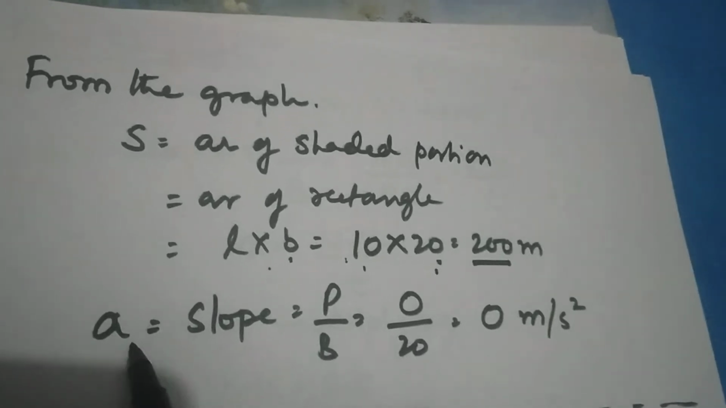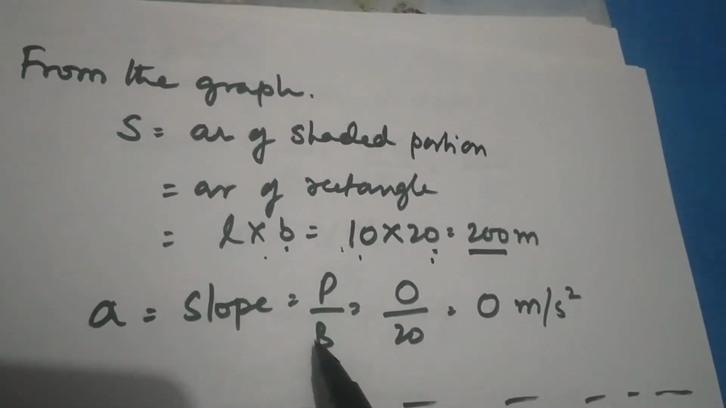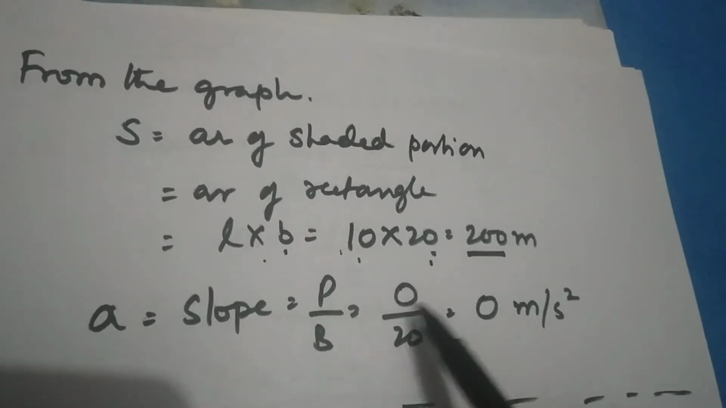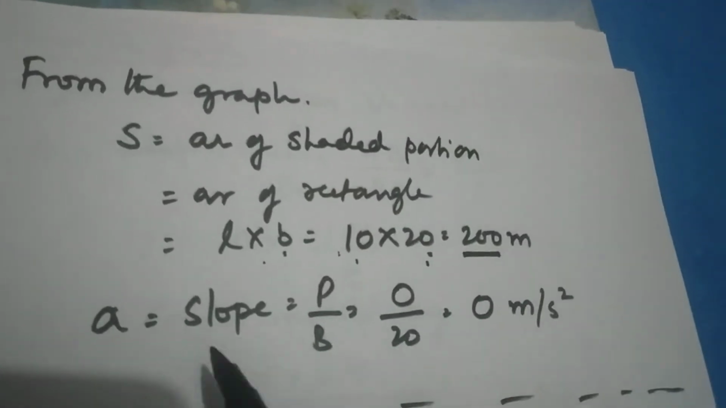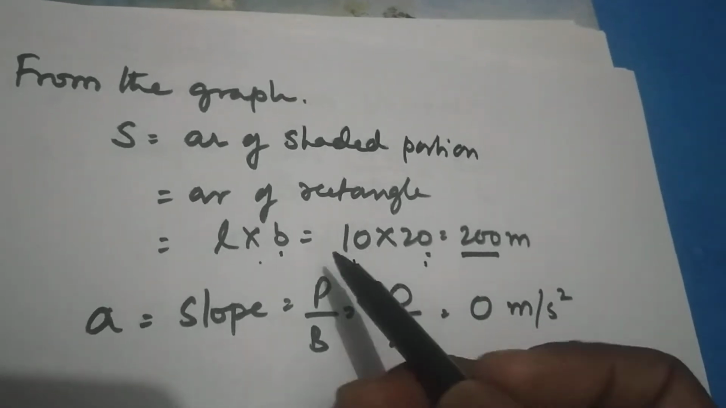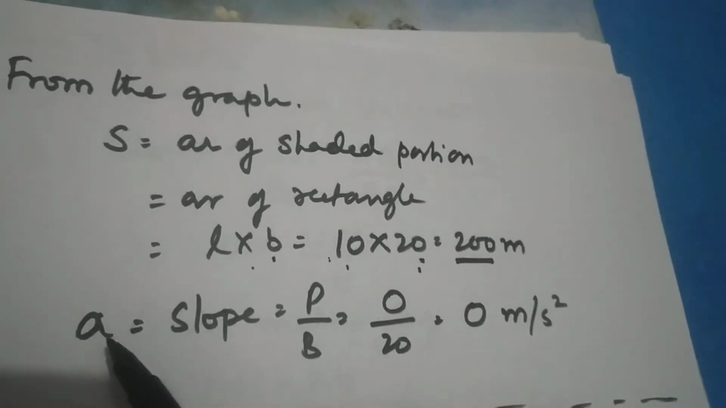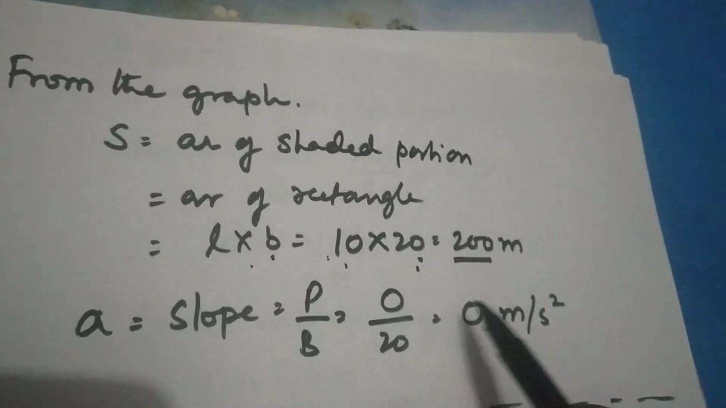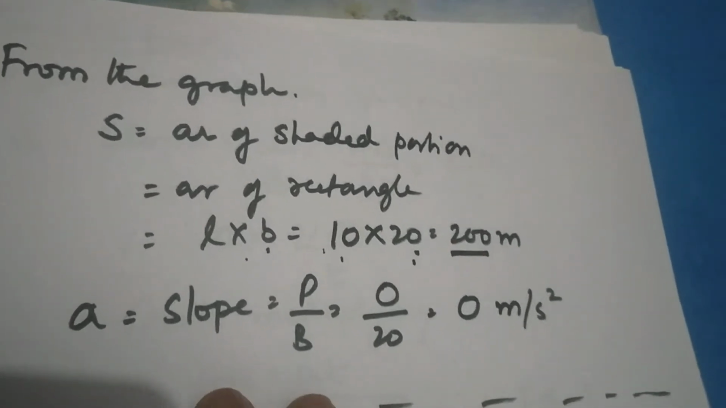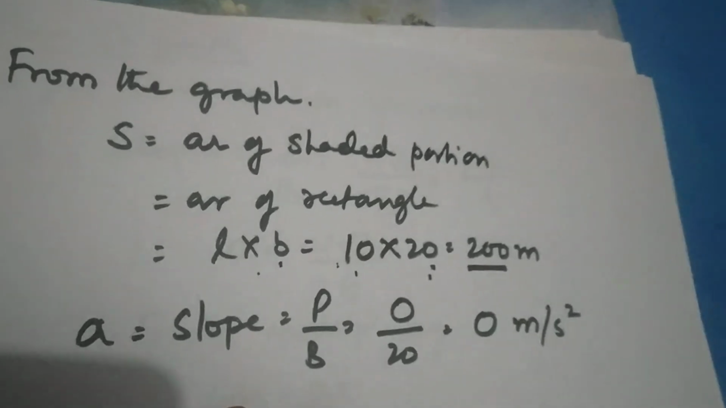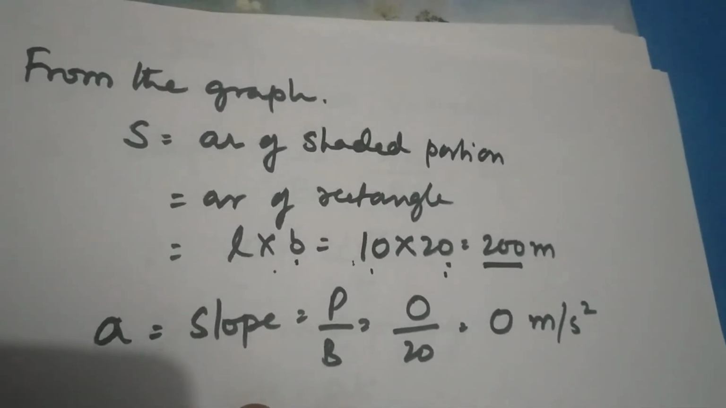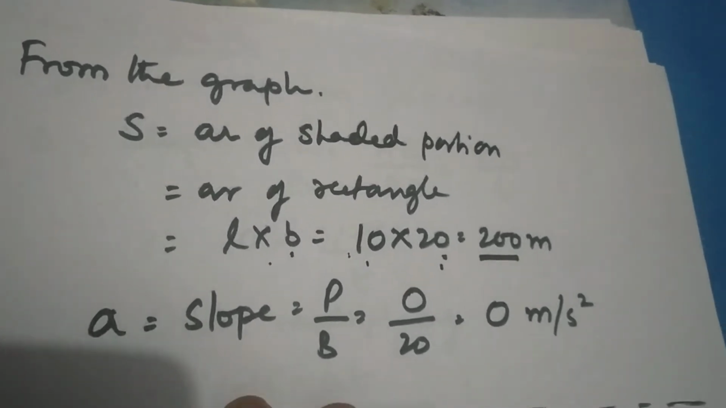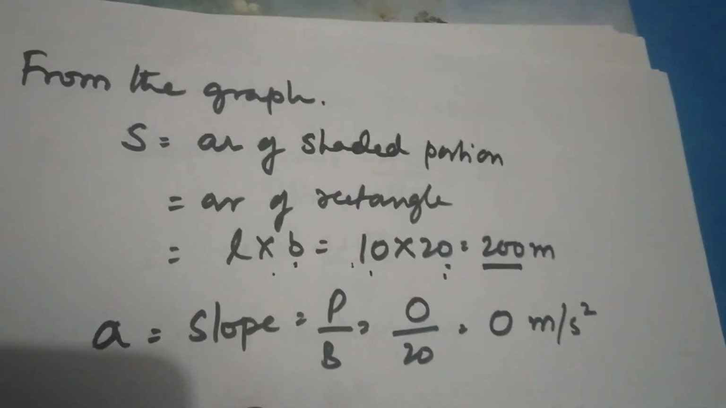If you want to find the acceleration, you have to find it with the formula slope, P upon B. There is no slope, no perpendicular, so you will write 0 upon 20, which comes to 0. So from this graph, the area of the shaded portion is length into breadth, 200, which is 20 into 10, or 10 into 20, it doesn't make any difference. Slope, P upon B, 0 upon 20, so you get 0. I think all the V-T graphs and S-T graphs are clear by now. Next time we'll take some examples, some more numericals or questions based on them, so it will be clearer in your mind how you have to find S and acceleration from the graph.